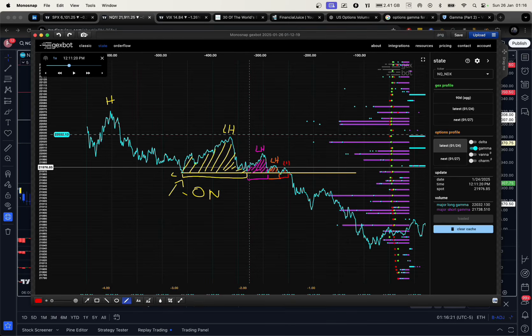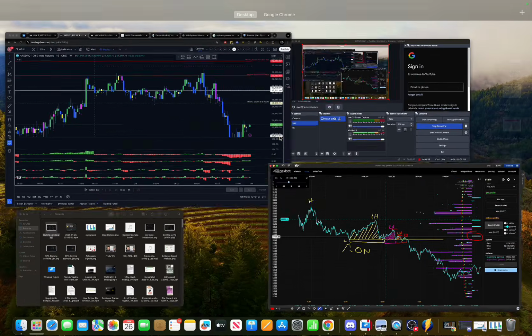So with this information in mind, I thought, all right, I have a high probability they're going to break this level, but I need to wait for the gamma to show, and I need to wait for the algorithm. I need to see the price trade below the gamma so I can go short, and I can put my stop loss above this high, right? And that's exactly what happened.